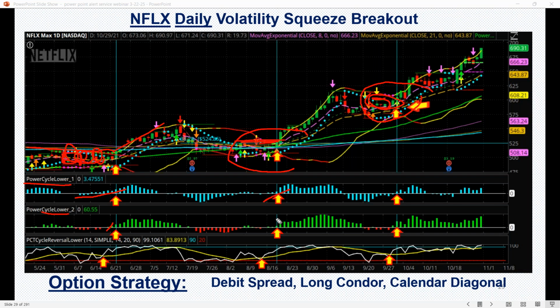Momentum, see cycle 1, cycle 2, telling me potential directions up. Cycle 1, cycle 2, potential direction up. All right, so it's not that complicated if you have the right tools.